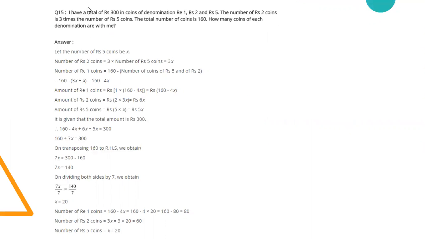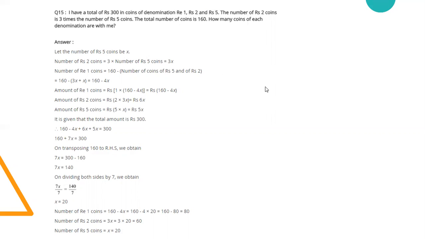So question 15 says, I have a total amount of rupees 300 in coins with denomination rupees 1, rupees 2 and rupees 5. The number of 2 rupee coins is 3 times the number of 5 rupee coins. The total number of coins is 160. How many coins of each denomination are with me? All right. So the question asks us to find out how many coins I have of rupees 1, rupees 2 and rupees 5, which make up 300 rupees.